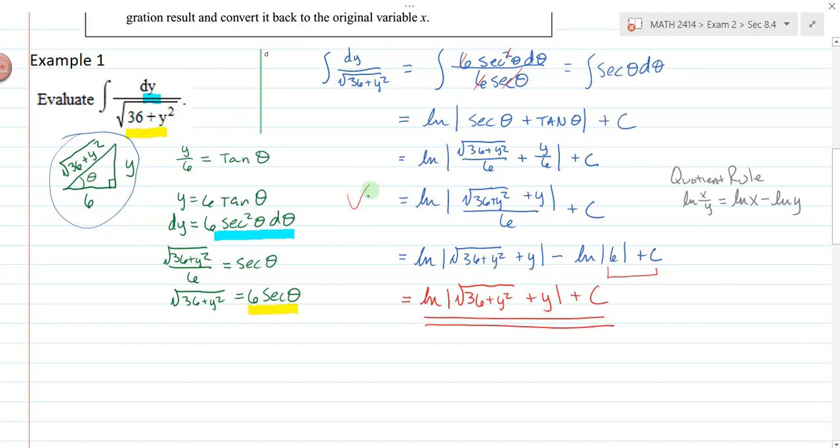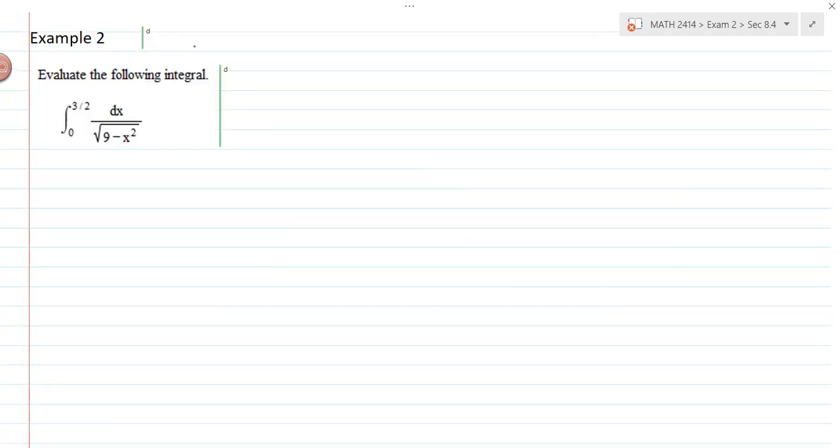I would accept this on a test. That would be okay, but if you're checking your answer in the back of the book, this is probably the one that you're going to see. When you're working these problems, when you're done and you check your answer, if your answer can be algebraically manipulated into the answer that they have in the back of the book, then your answer would be fine for a test. All right, example 2.